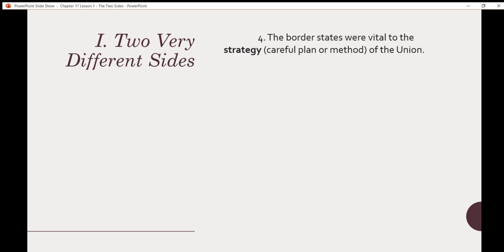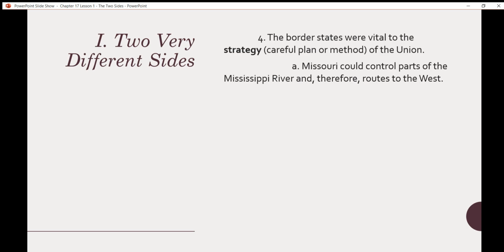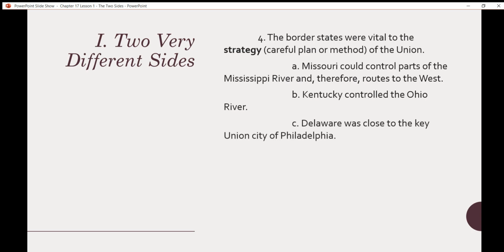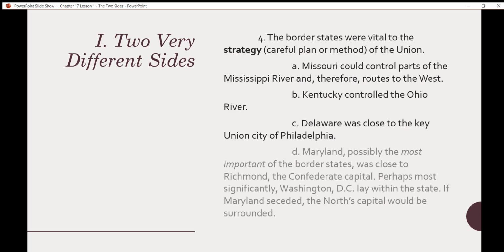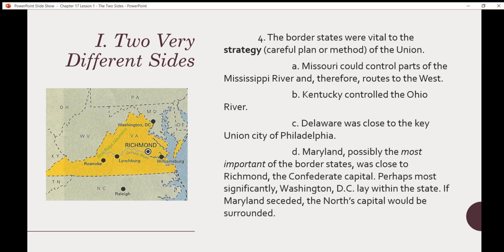The border states were vital to the strategy of the Union. Missouri could control parts of the Mississippi River and therefore routes to the west. Kentucky controlled the Ohio River. Delaware was close to the key Union city of Philadelphia, and possibly most important of all, the state of Maryland. Maryland, like I just said, possibly the most important of the 4 border states, was close to Richmond, the Confederate capital. Richmond, Virginia, that is, the capital of Virginia.